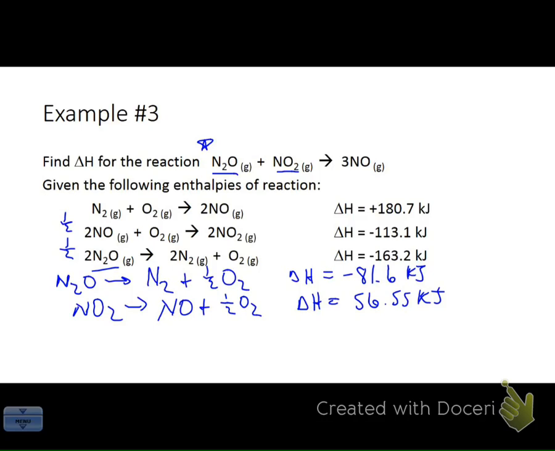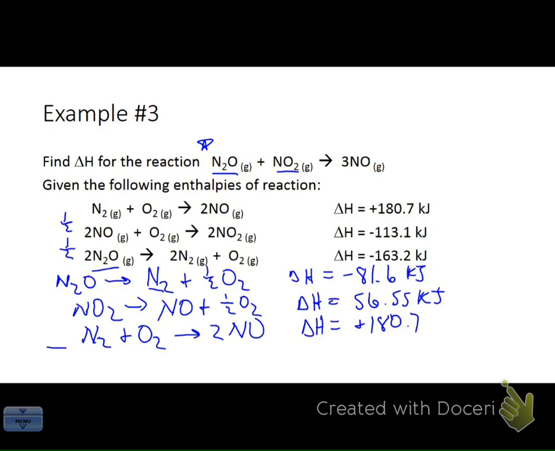And then the last one, I don't believe we need to do anything at all with. Just looking at it, I can see that I have an N2 coming up that I need to cancel. So we're actually going to write this one down just like it is. I think it'll work. We'll cross it out just to make sure before we add the enthalpies up. So the enthalpy here wouldn't change. We're going to keep positive 180.7.